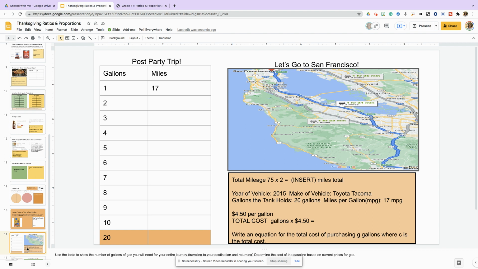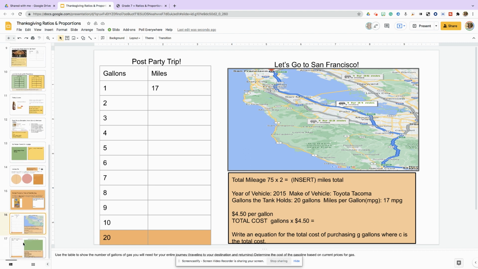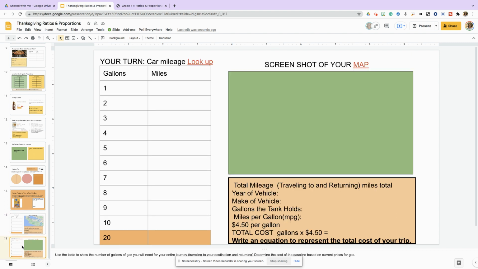And finally, you cannot have a holiday party without a bit of traveling. So this is a fun activity. I've given them a vehicle, and the cost per gallon out here in California, it really is $4.50. And they have to determine the total cost of gallons based on the distance of this day trip to San Francisco. And to extend this for those kids that really want to move forward and challenge themselves, they can then create their own day trip using their own vehicle.